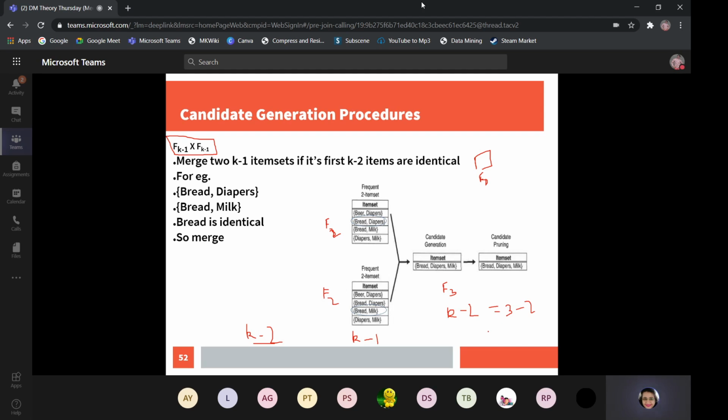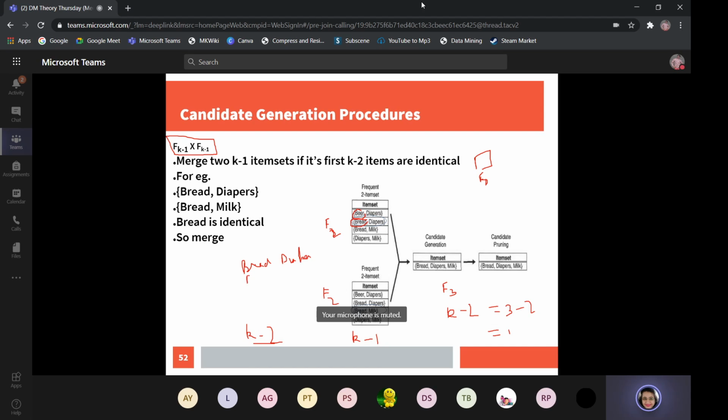3 minus 2 is equal to 1. So you will match the first one item. In this case, beer is not occurring anywhere else, so this will not be occurring. Bread is occurring, the first item is bread, and you have diapers and you have milk. So basically bread is matching, and so you are saying that you have bread. So you combine all those where the first k minus 2 are matching.